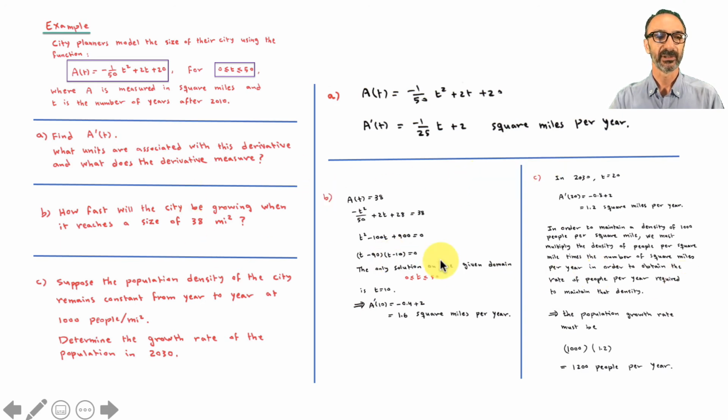This is a lengthy problem, and I don't want to read the whole thing. I could, but it's time consuming. You could stop the screen and look at it. But let me give you a quick idea. City planners model the size of their city using the function A of t equals negative 150 t to the second plus 2t plus 20 for t between 0 and 50, where A is measured in square miles and t is the number of years after 2010. Find A prime. What units are associated with this derivative, and what does the derivative measure?